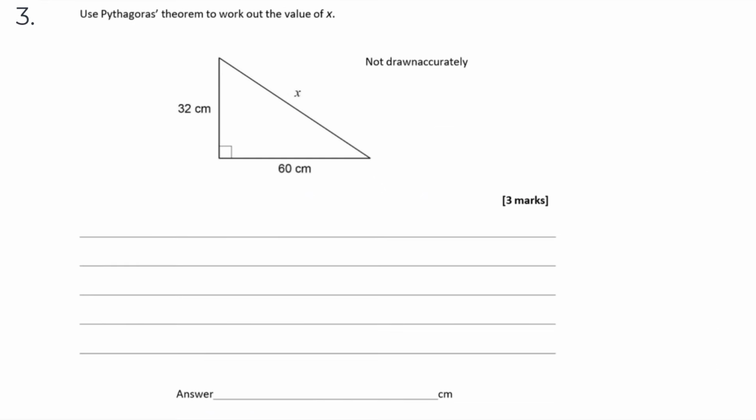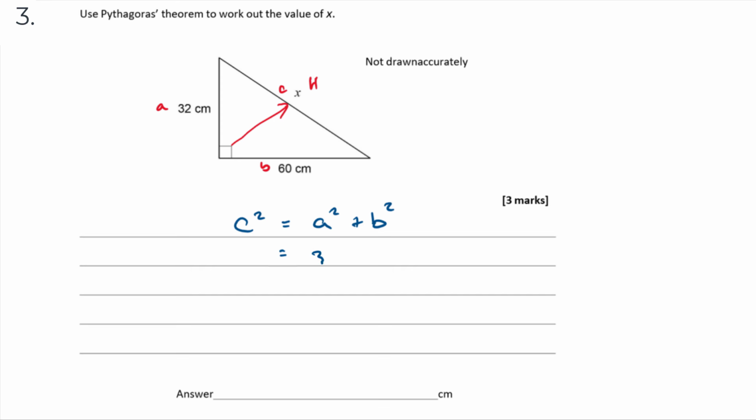Use Pythagoras theorem to work out the value of x. Okay, so x is the long side, it's the hypotenuse, isn't it, of the right angle triangle. You can tell because it's opposite the right angle. So this is the hypotenuse. So we call the hypotenuse c, and we can just label the other ones a and b. And then Pythagoras theorem states that c squared, the square on the hypotenuse, equals a squared plus b squared, the sum of the squares on the other two sides.